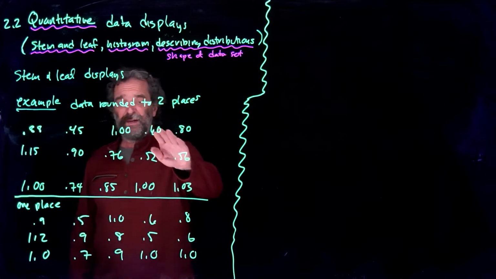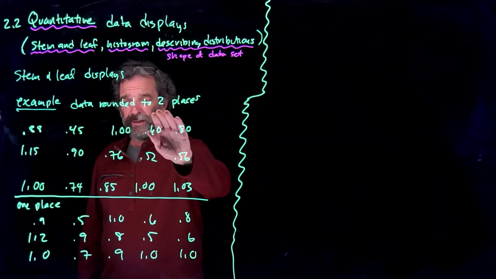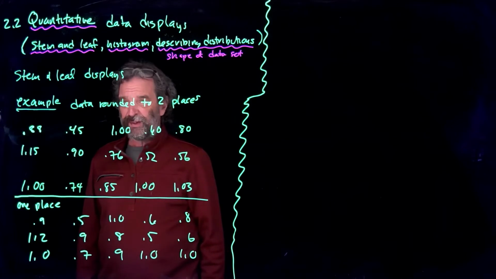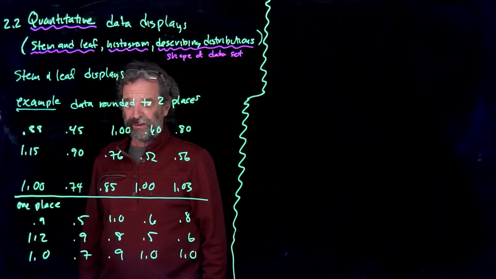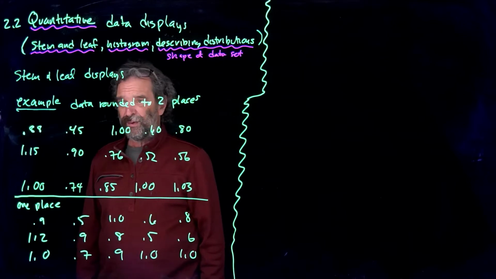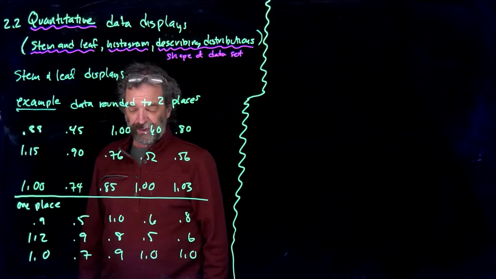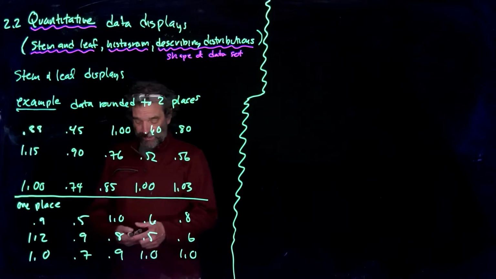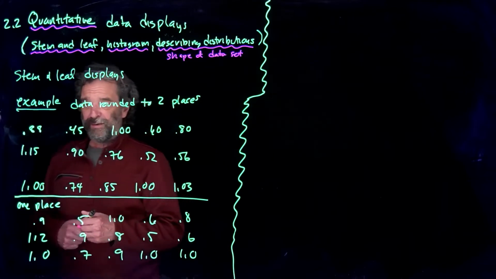Here I've got the data on our sheet rounded to 2 places. Here is to 1 place. You could just as well just erase the digits you don't need. That's called truncation. Rounding is when you adjust the remaining digits to be as close to the original number as possible, which I did. I rounded. The second step is to identify the stems and the leaves.